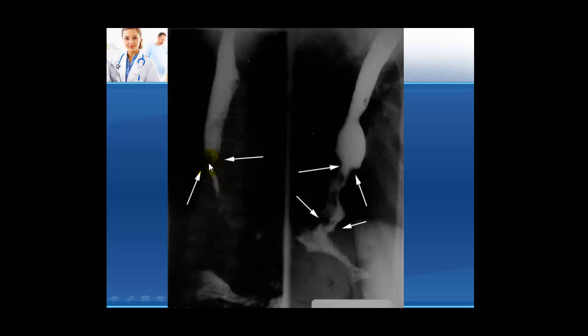So you can see here there is an obstruction over here. The barium cannot pass through this area. Same thing over here. The barium is not able to pass through. There are some signs which are mentioned, which I will not go into the details because that's pure radiology.